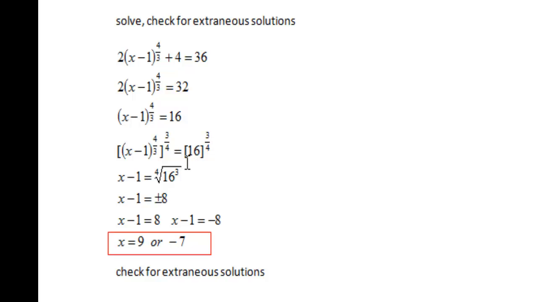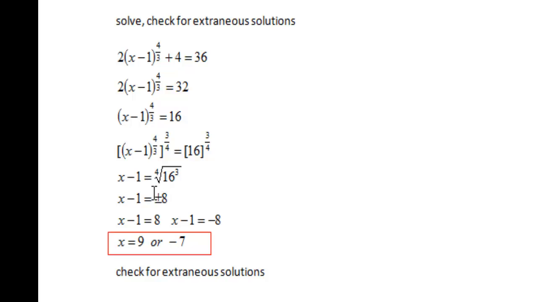You can rewrite 16 to the 3/4 in radical form, and you get x minus 1 equals the 4th root, because 4 is the denominator of the exponent, the 4th root of 16 to the 3rd power, because 3 is the numerator for the exponent, and that becomes the exponent underneath the radical sign. When you take the 4th root of 16, you get positive or negative 2. When you cube positive or negative 2, you get positive or negative 8.